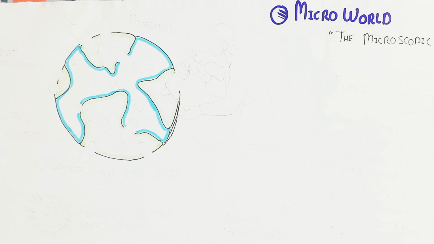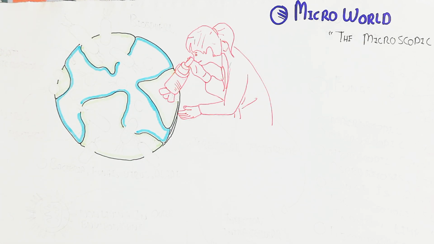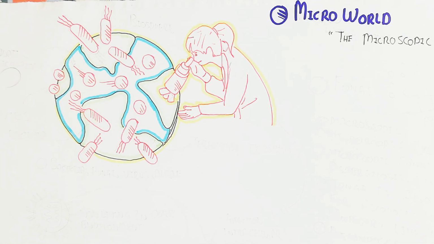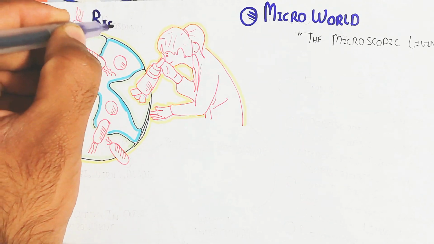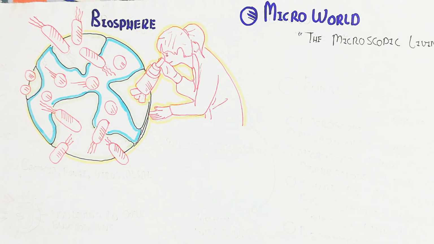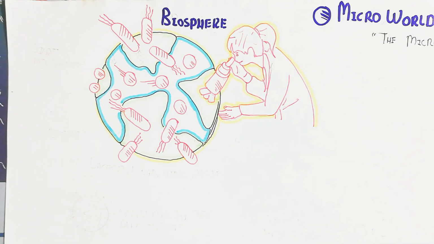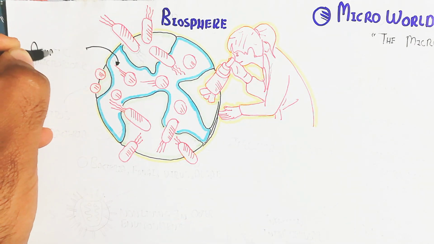This world contains aquatic and terrestrial environments. Aquatic means the water, and terrestrial means the dry, soil place. So the microscopic organisms are different in the biosphere. Biosphere means where living organisms are present on the earth.